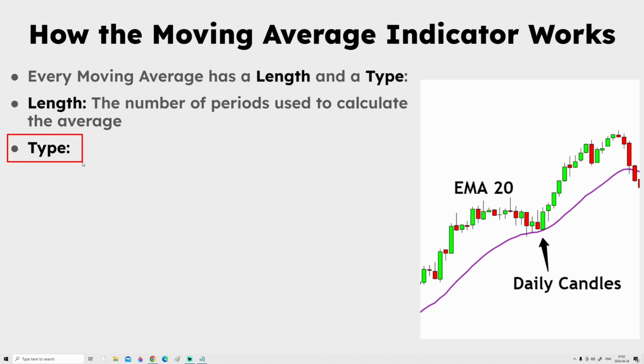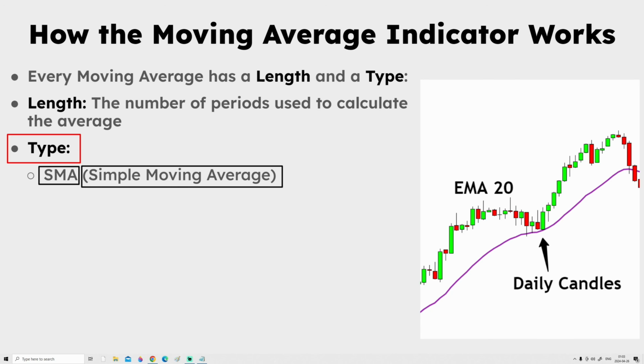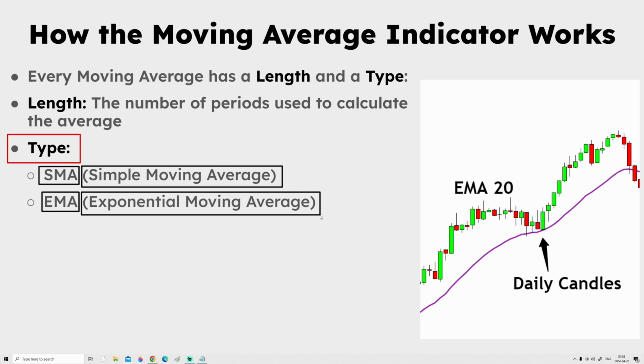The next classification we need to understand is the type. One of the most common types is the SMA, or in other words, the simple moving average. Another type is the EMA, which is the exponential moving average. And here on our chart example, we had an EMA 20. So this basically means that we have an exponential moving average based on 20 days.